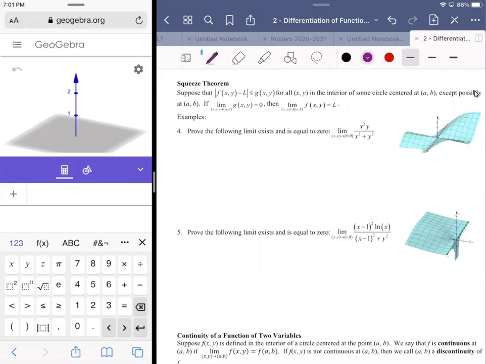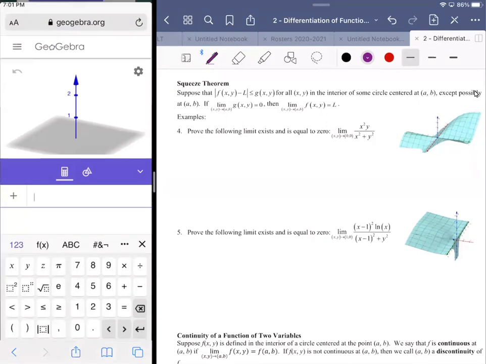Prove the following limit exists and is equal to 0. All right. And we're using the Squeeze theorem to do that. Now, if you look at the relationship, it's kind of weird. You have that whole mathematical statement that doesn't really explain anything. It comes down to what we're familiar with from the past, that if you have two functions that are approaching one another, they're going to have the same limit.